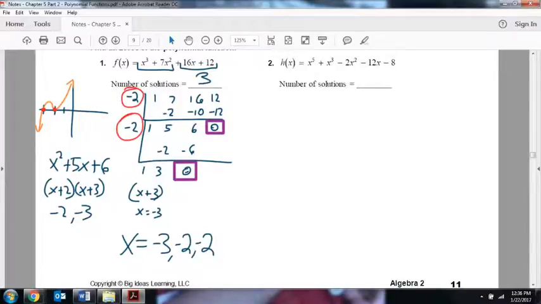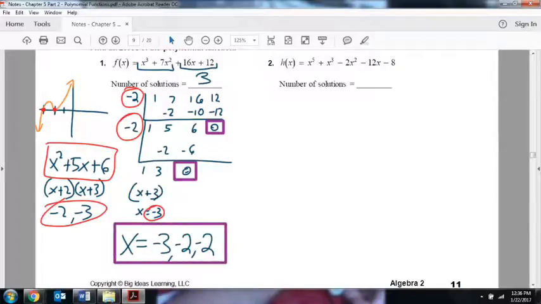This one we did synthetic division once until we got to a binomial. And this way, I saw that, and said, oh, I could factor that real quick, and got the same 2 answers. So it's just 2 ways of doing the same thing. Alright? Let's do number 2 real quick.